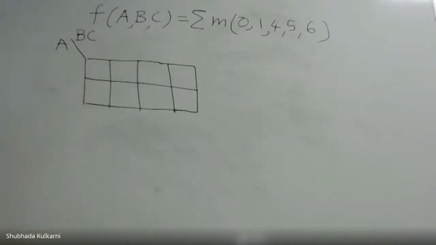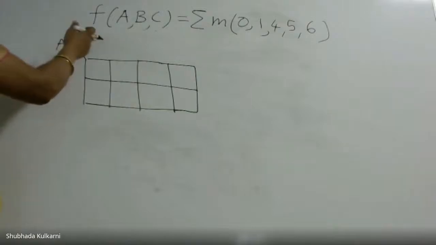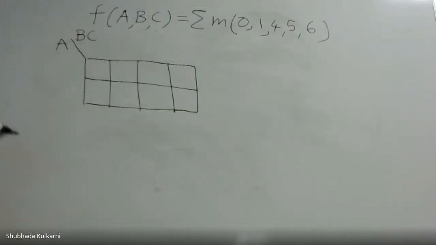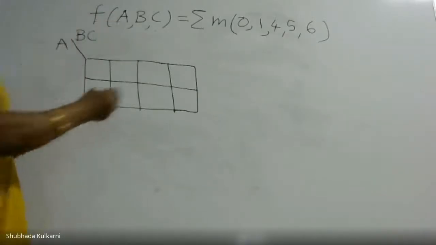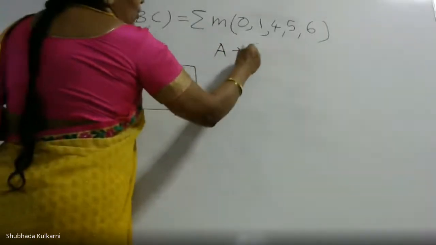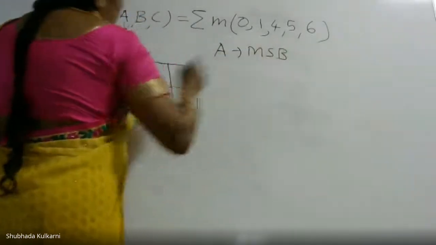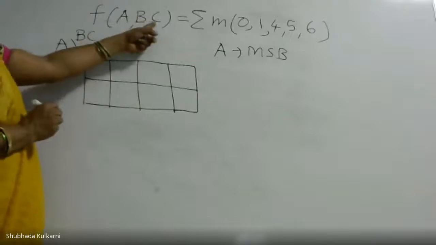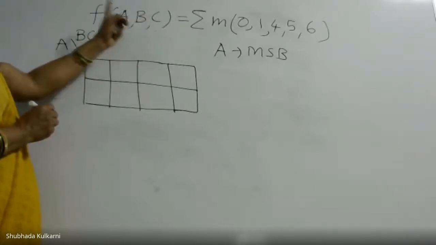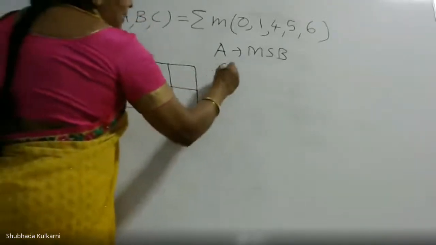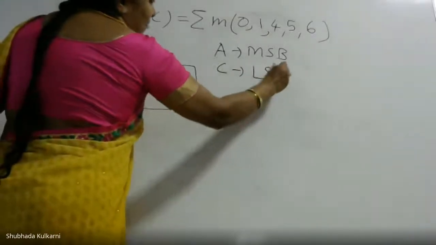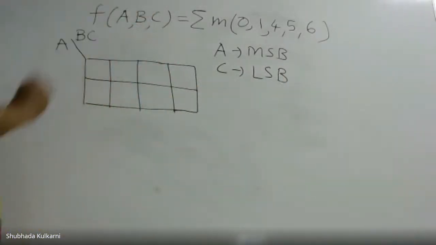Now one may ask whether we should follow the same arrangement. You can even do C on this side and AB on this side. What will happen? Only the cell positions of M0, M1 will alter. Anyway, we know here A is the most significant bit, having the weightage of 2 raised to 2. C is the LSB: 2 raised to 0, 2 raised to 1, 2 raised to 2. And the bit C is the least significant bit, keeping in mind all our decimal values are converted in binary form.